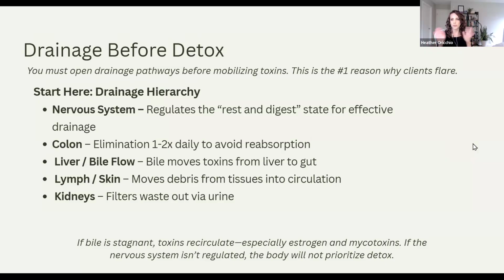And so at the top, for sure, we have to address the nervous system. If you are trying to push somebody to detox and their nervous system is completely dysregulated, they're not going to be successful. You cannot digest your food. You cannot detoxify hormones, detoxify toxins or balance hormones if your nervous system is in fight or flight. So that has to be addressed. Sometimes that looks like 3 to 6 months of work before they even try supplements.